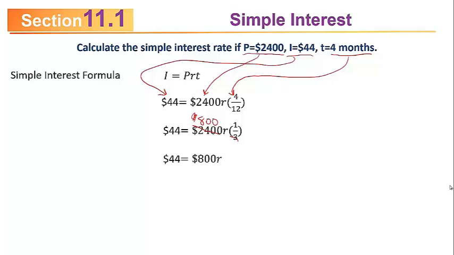So you get 44 is equal to 800 R, and if you divide both sides by 800, you end up with R is equal to 0.055, and if you change that to a percent, you get 5.5%.